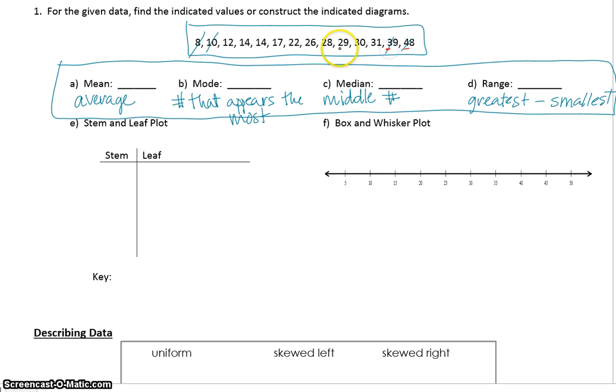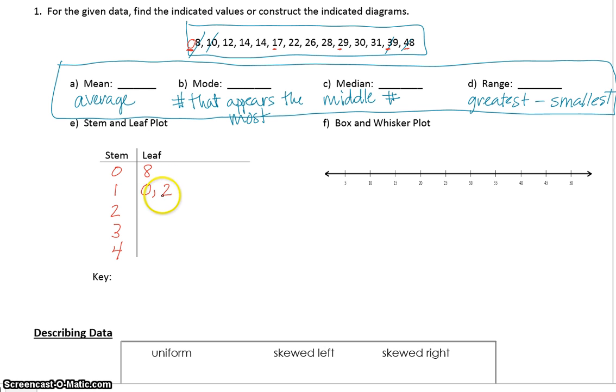4, 3, 2, 1, and then really we could put a 0 on that 8. So it is that leading number there, that leading digit. So 0, 1, 2, 3, and 4. Now the leaves are going to be the 8. So 0, 8 would represent 8. 1, 0 would represent 10. And then we have 12, so that is 1, 2.